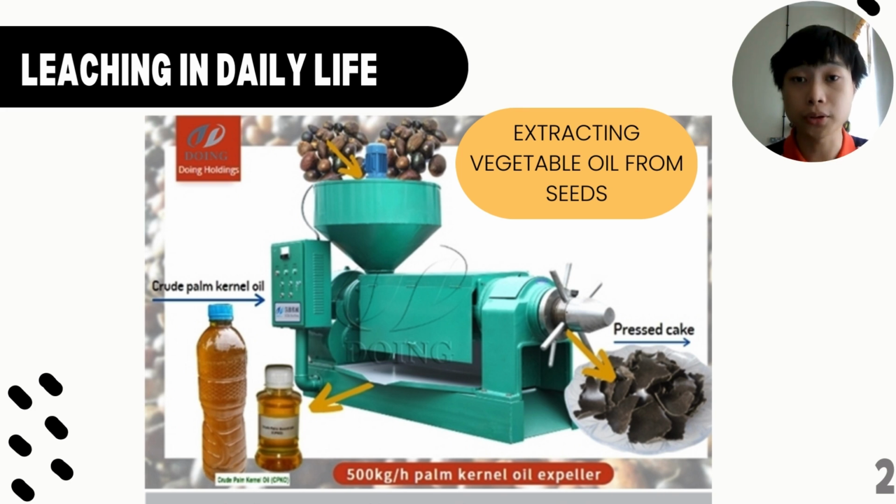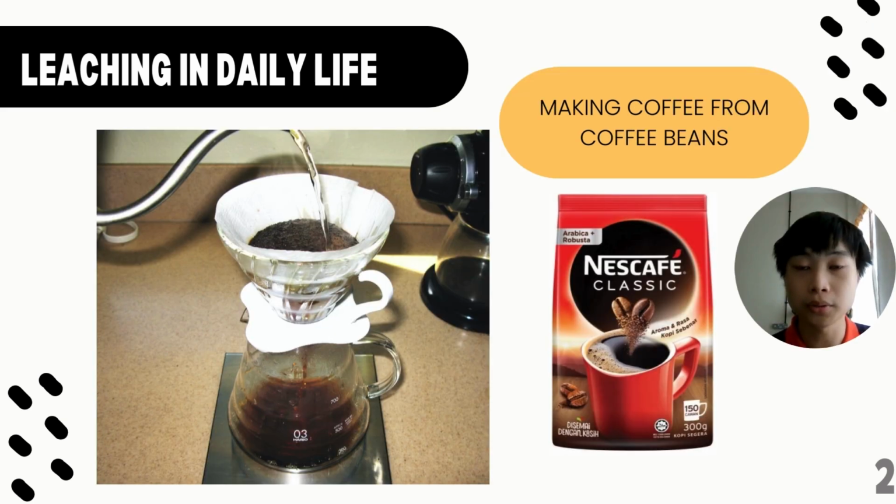Leaching is also used to get vegetable oil. We crush the seeds and mix it with certain chemicals to extract the oil from the seeds. Also, do you know how we make coffee from coffee beans? Leaching. When you extract the essence of coffee beans using hot water, that is leaching.